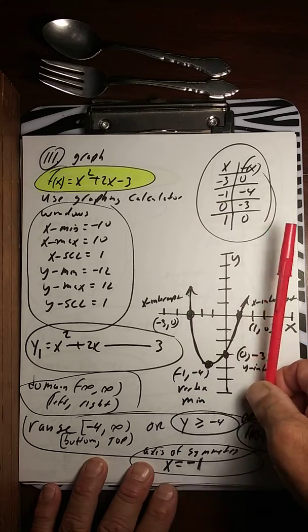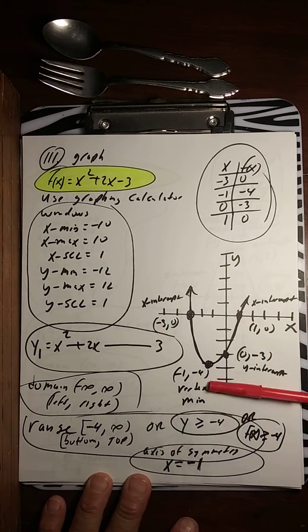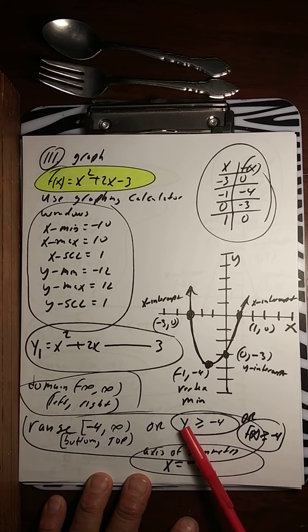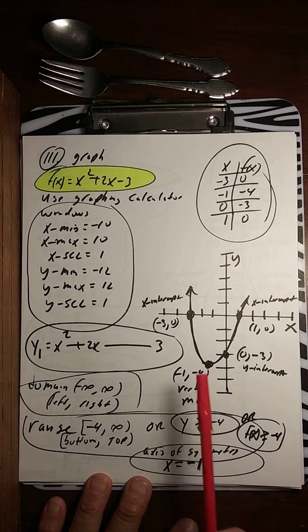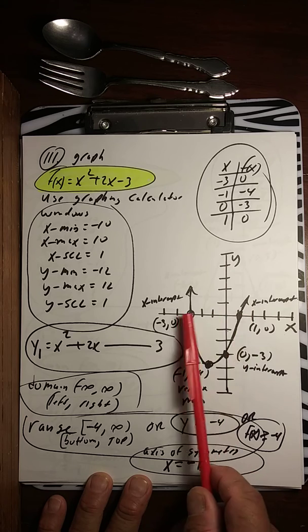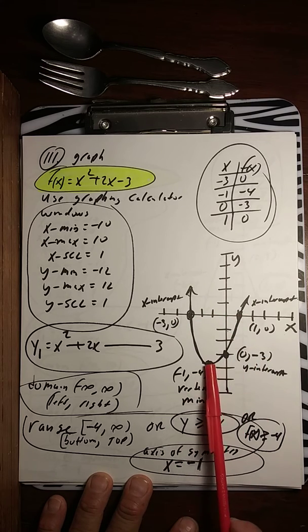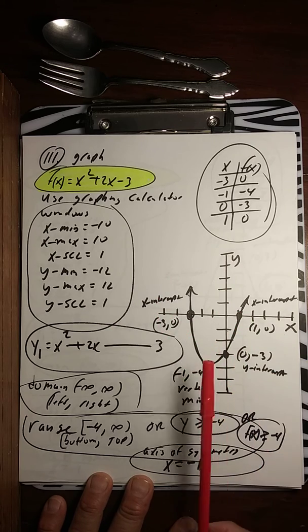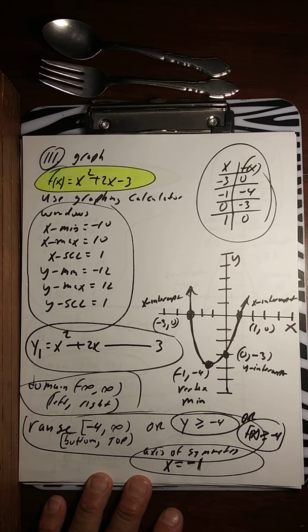So we have domain, negative infinity. Range: the lowest point is negative 4, so it goes from negative 4 to infinity, or y is bigger than or equal to negative 4, or f of x is bigger than or equal to negative 4. Okay, and (-3, 0), (1, 0) are the x-intercepts, the y-intercept is (0, -3), and the vertex is right there. Axis of symmetry is right there, right in the middle. Axis of symmetry is x equals what? Negative 1, right there.